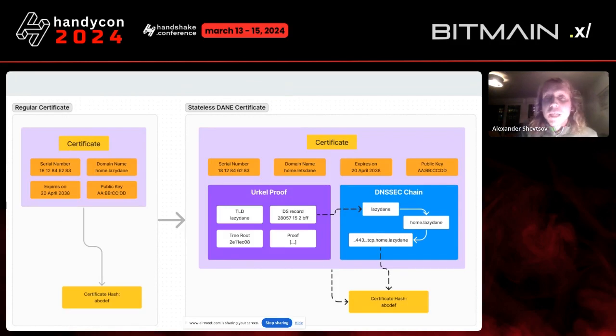The Stateless DANE expects this certificate to have a DNSSEC chain, which is just messages from DNS servers about the corresponding child and parent zones, and also an Oracle proof. Oracle proof is a tiny piece of information that stores current data about the blockchain state, and it can be stored in the certificate. It's like several hundred bytes, and it's very easy to verify.